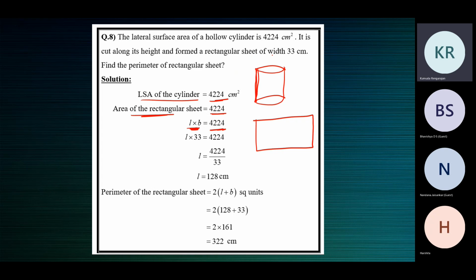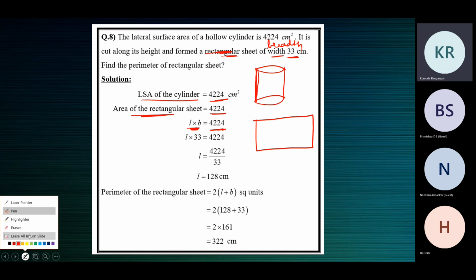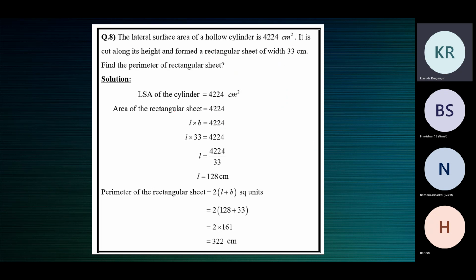Now it's given that the breadth of the rectangular sheet is 33. Width means breadth. So the area of the rectangle is L into B, which is 4224. B is 33. So L into 33 is equal to 4224. L is equal to 4224 divided by 33. When you simplify, you can use the tables of 11 first. 11 threes are 33.